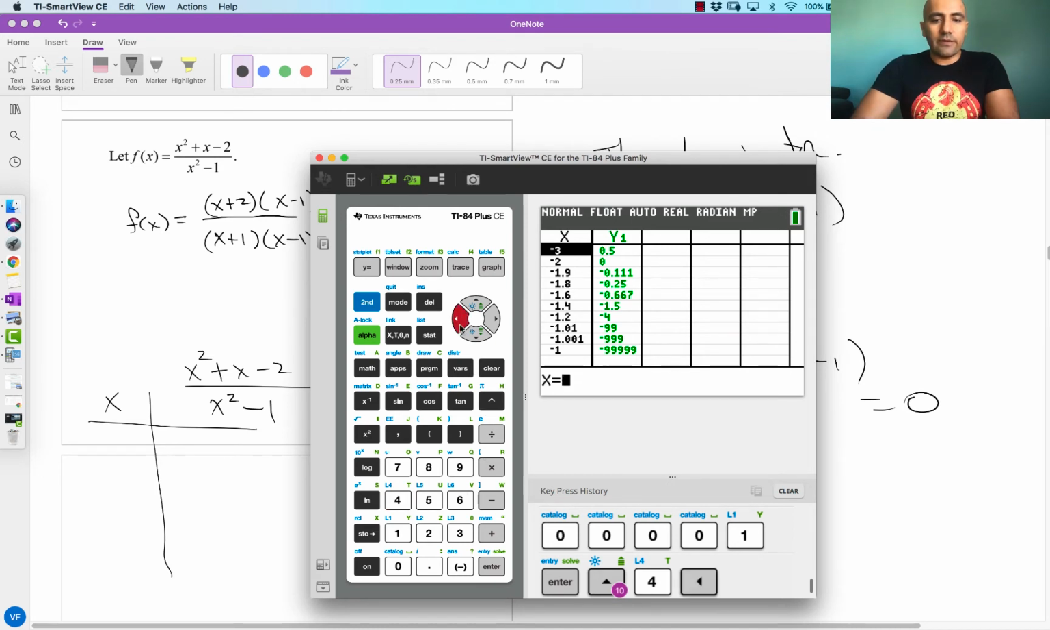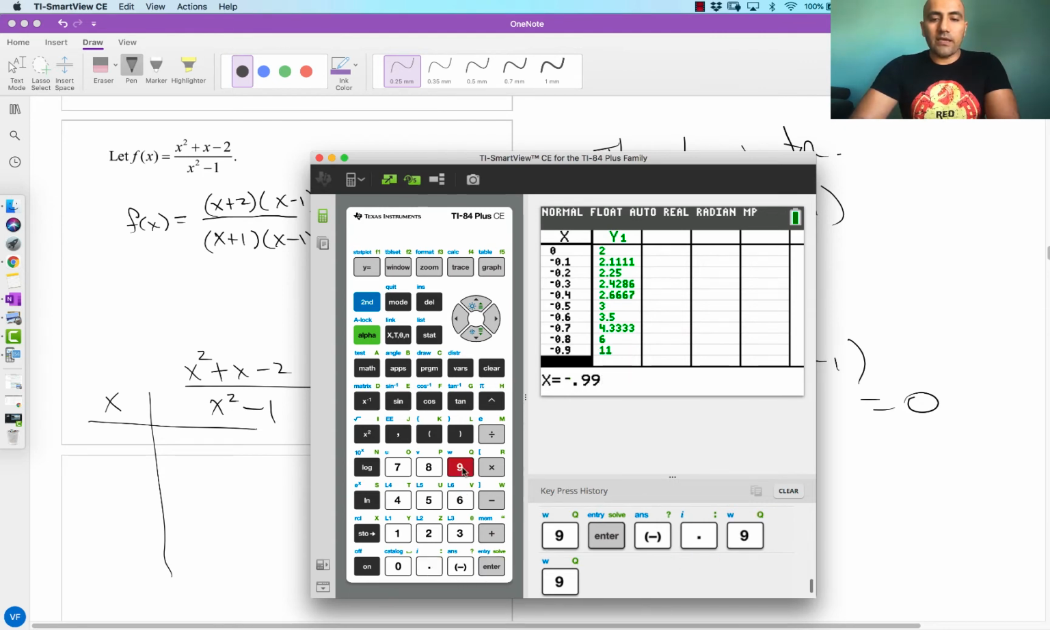Let's start off at 0. It's too far away. 0, then -0.1, then -0.2, then -0.3, then -0.4, then -0.5, then -0.6, then -0.7, then -0.8, then -0.9, then -0.99, then -0.999, 3 nines, then -0.999999, getting really large, right? I can use my arrows here to highlight it and see it's a much larger value.